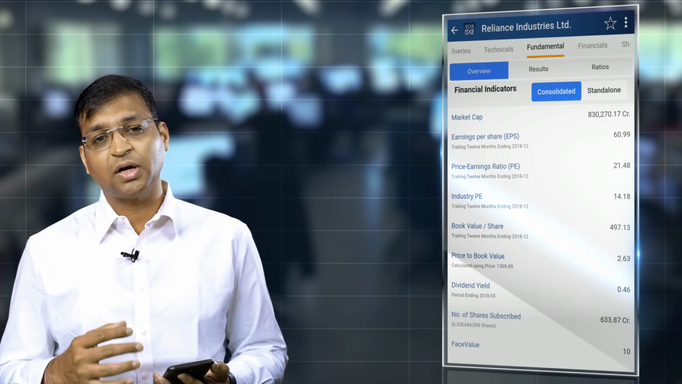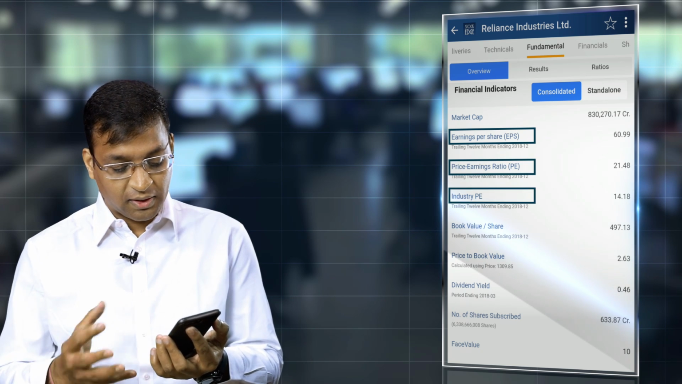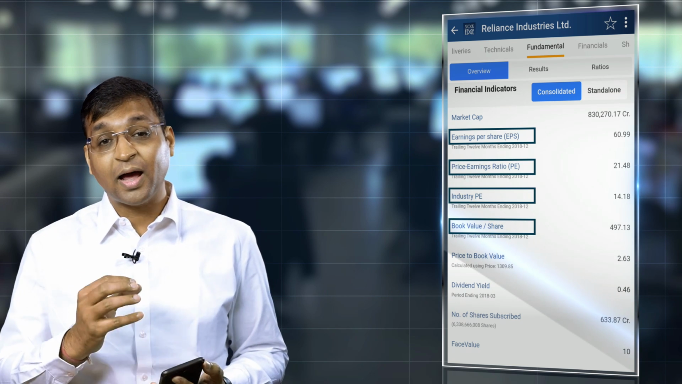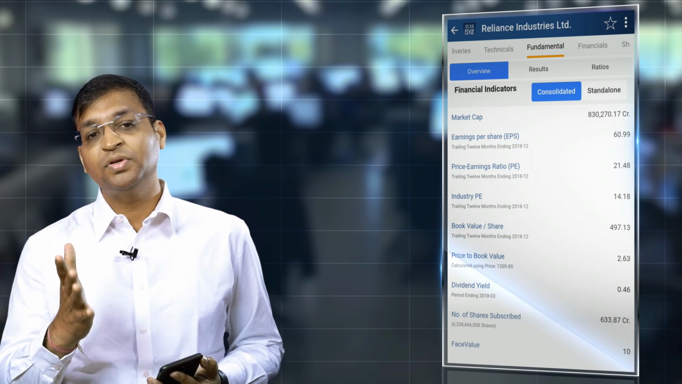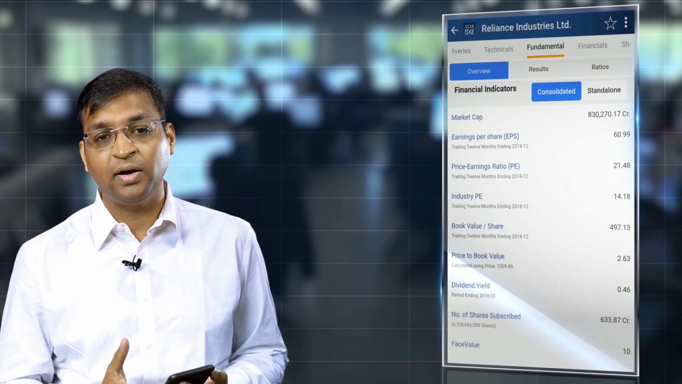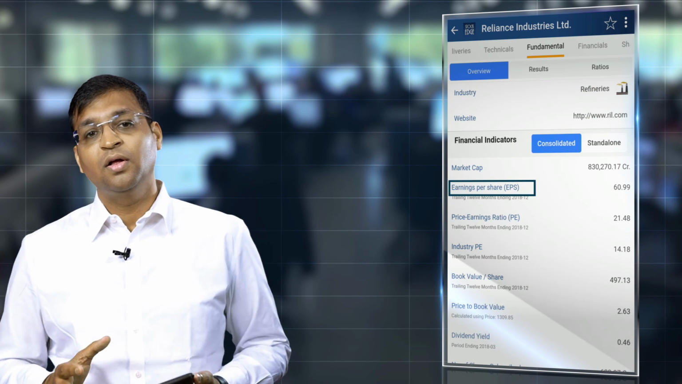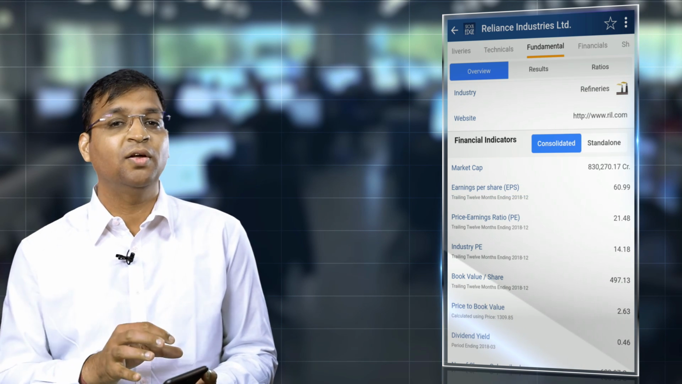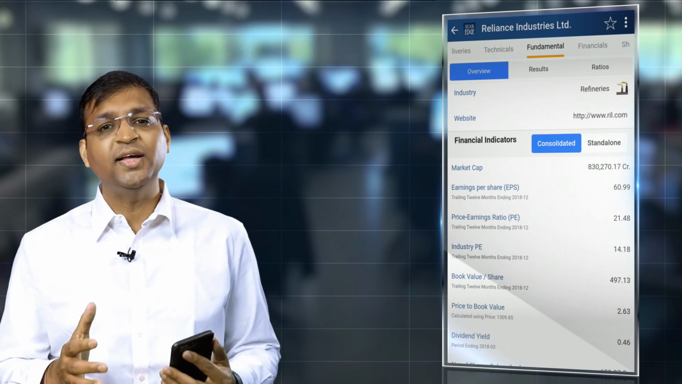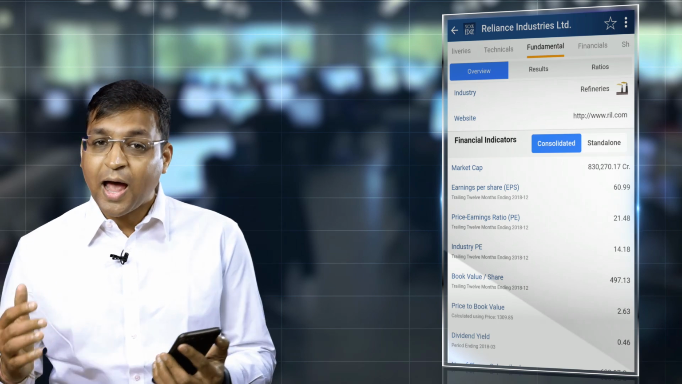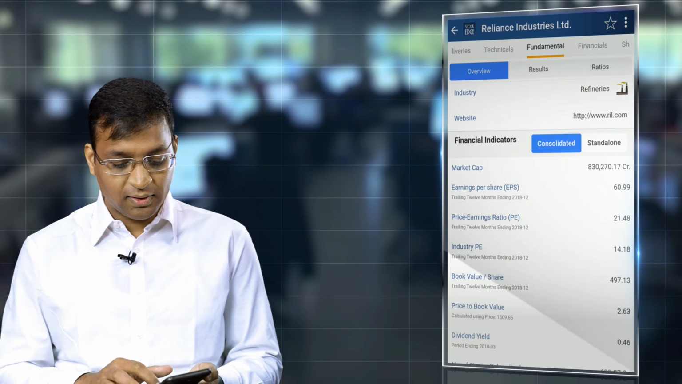There are some commonly used data points in our everyday market life, like EPS, price earning multiple, industry PE, book value per share. These are live data points as of yesterday. So these are actually updated data points which take into account the latest filing by the company. When I'm talking about EPS, I'm talking about EPS for the last 4 quarters cumulatively here, right? So there is a difference between trailing EPS and annual EPS. Trailing EPS is the last 4 quarters summation. Annual EPS is the last reported EPS as per the annual summation. That will be available in the other section.